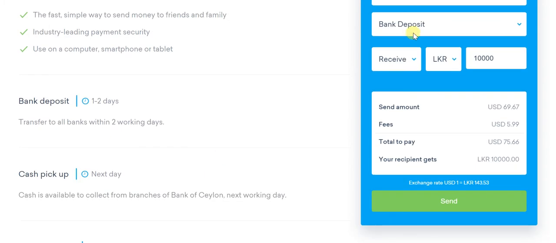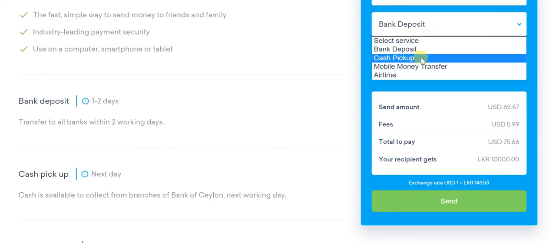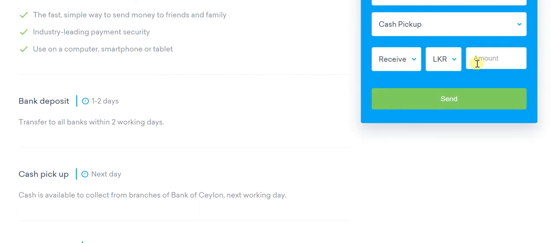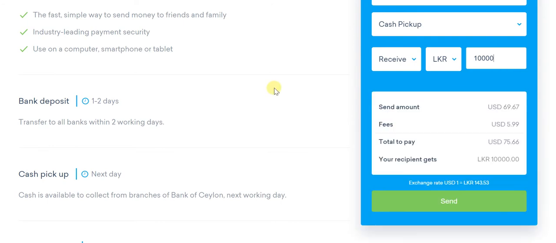Now, with bank deposit having been looked at, let's look at the next option, which is cash pickup. And again, we'll stick to receive and we'll stick to the same amount, which is 10,000 Sri Lankan rupees. Again, we find that the send amount remains the same, the fees are the same, the total to pay is the same at the same exchange rate. Cash is available to collect from branches of Bank of Ceylon the next working day.